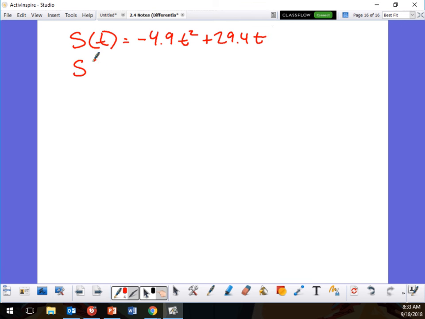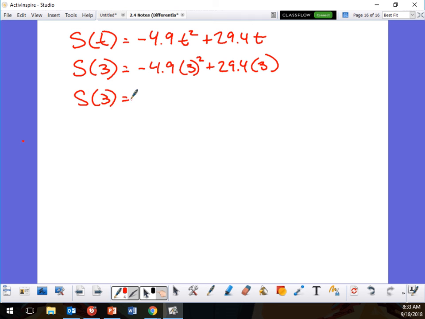So S, position at 3, is going to be negative 4.9 times 3 squared plus 29.43, right? Okay, y'all got calculators. 44.1? Okay, so we're going to say that S of 3 is 44.1. What are my units? Meters. Very good. And that's a height.